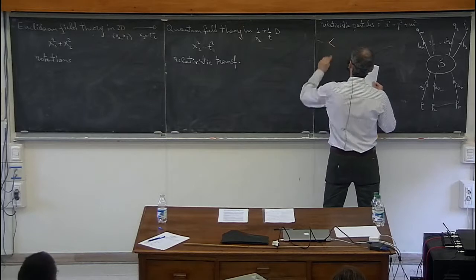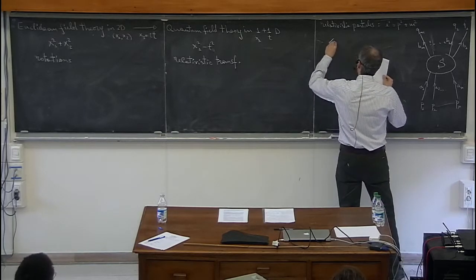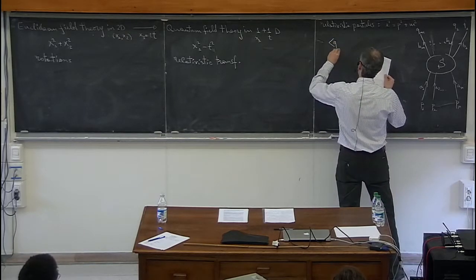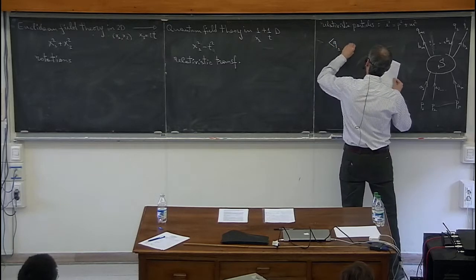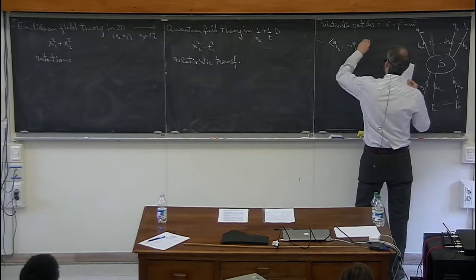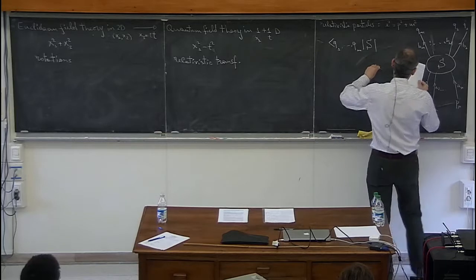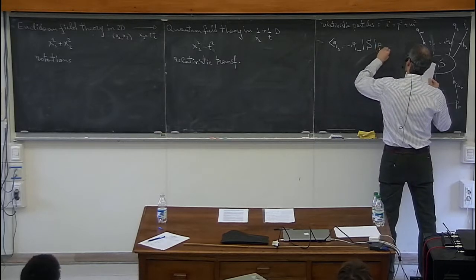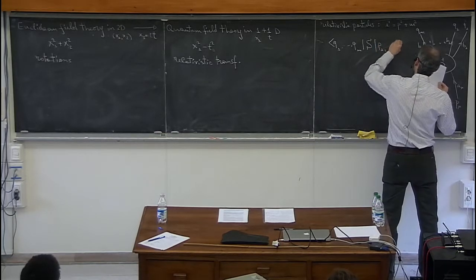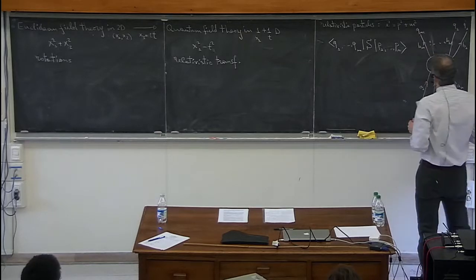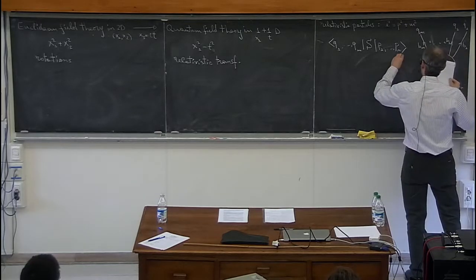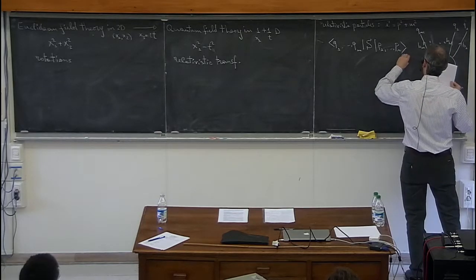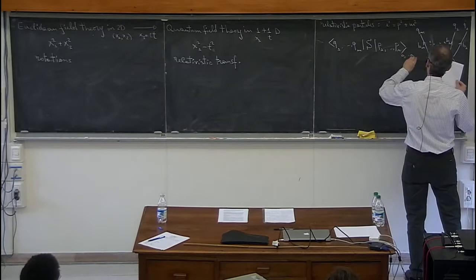So Q1, Qm, S, P1, Pn. Let me also add the species indices in this way.